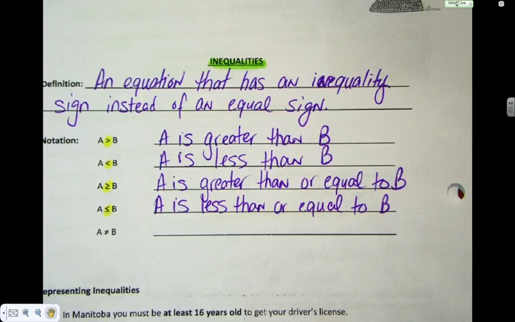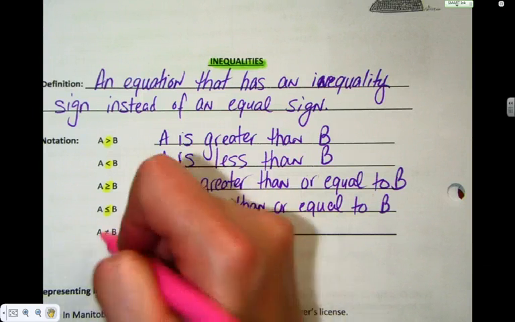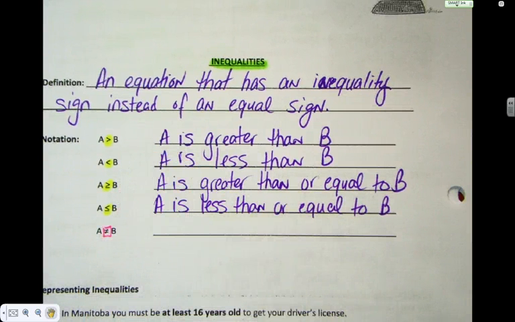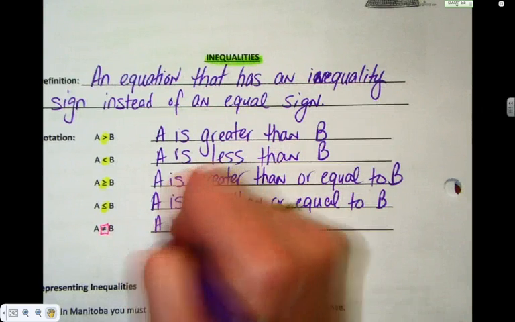And this last little symbol, which we're not going to really talk about in this unit, but it's going to come up next year, so I want to make sure you've seen it. It's an equal sign with a slash through it. What do you think it means? Yep, A does not equal B.